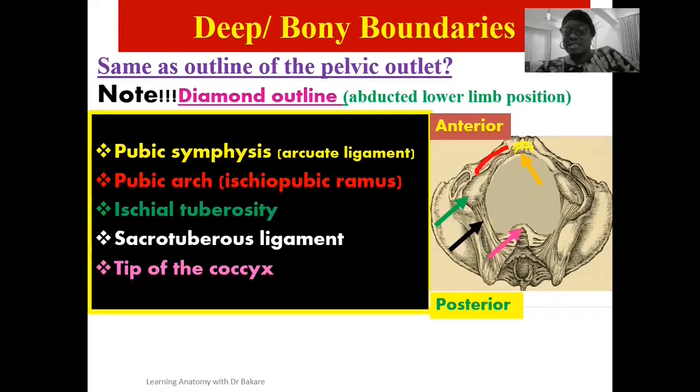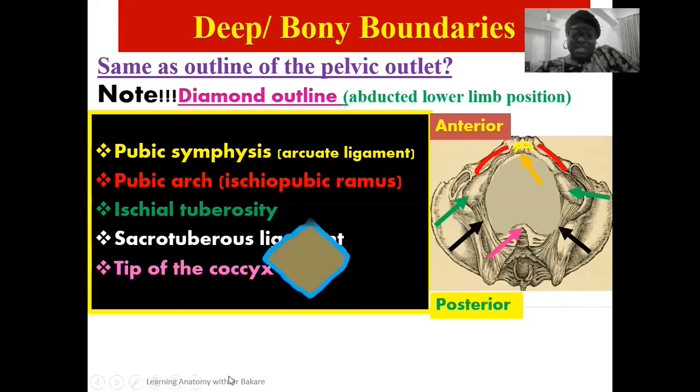So if you go more on this side, you also have the sacrotuberous ligament, also in black. And if you go to the lateral edge here, you have the ischial tuberosity. If you go more to the anterolateral region here, you have the alignment that is formed by the pubic arch or the ischiopubic ramus. Then in the anterior midline, we already said this, you have the pubic symphysis that is underlined by the arcuate ligament. So you can see this complete orientation here forming the outline of the perineum, but this is the bony boundary of the perineum or the deep boundary.